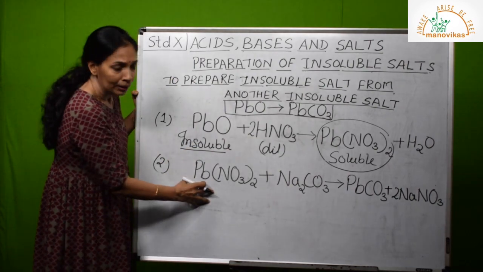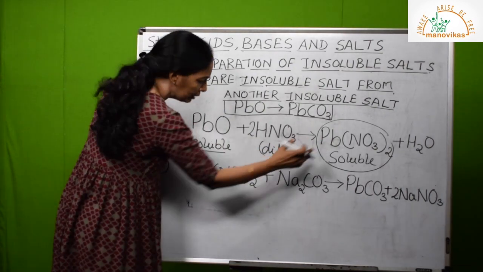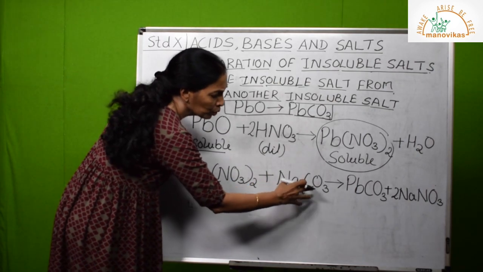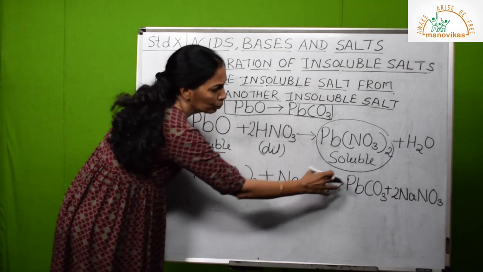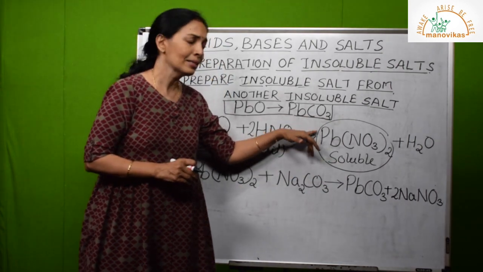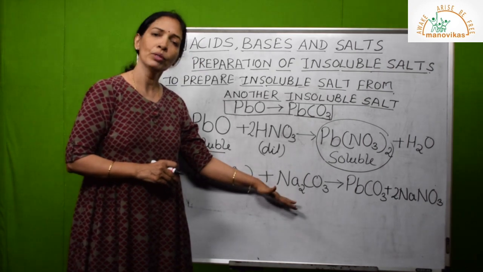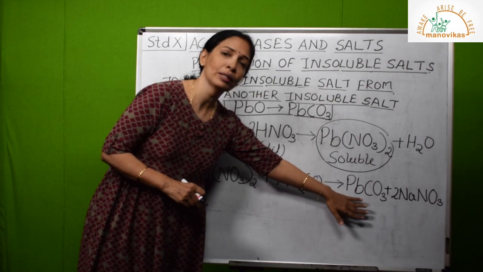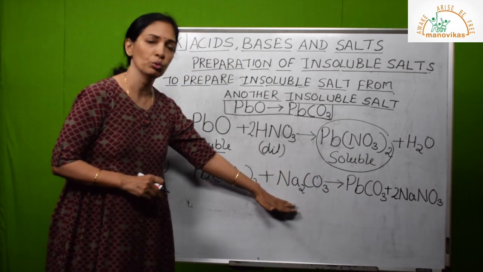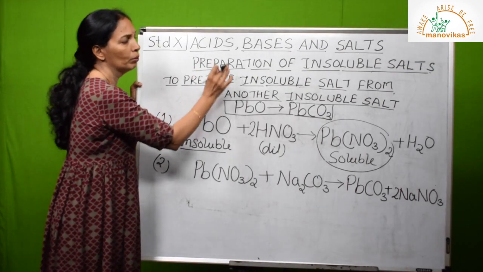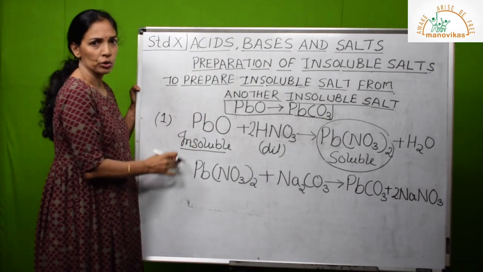Now this lead nitrate can be filtered, and it is treated with sodium carbonate to convert it into lead carbonate. If we have to prepare lead sulfate, then we will treat it with sodium sulfate. For lead chloride, sodium chloride. So depending upon the desirable salt, we can choose this substance. This is how we can convert insoluble to insoluble in a two-step procedure.